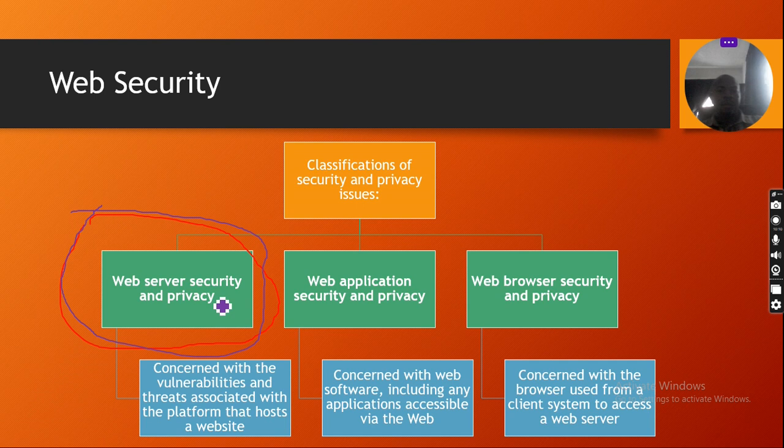The first aspect of the classification of web security is web server security and privacy. The second one is web application security and privacy. The third one is the web browser. So there are three different stages of web security classification. The first one is web server security and privacy. The second one is web application security and privacy. The third one is web browser security and privacy. Okay, so now let's move on quickly.